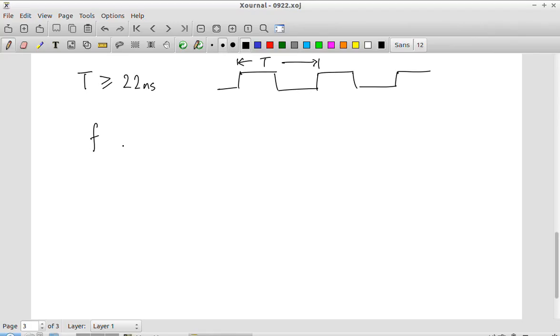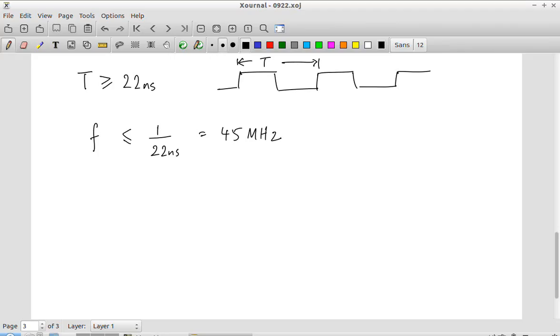What is frequency? 1 over time period. Right? So frequency must be less than or equal to 1 over 22 nanoseconds. In this case, it is approximately 45 megahertz. So the maximum operating frequency of this circuit is 45 megahertz. That ultimately is what all of this analysis is telling us. Maximum safe operating frequency.